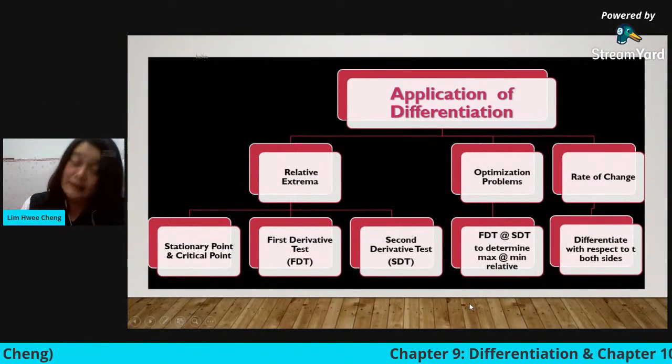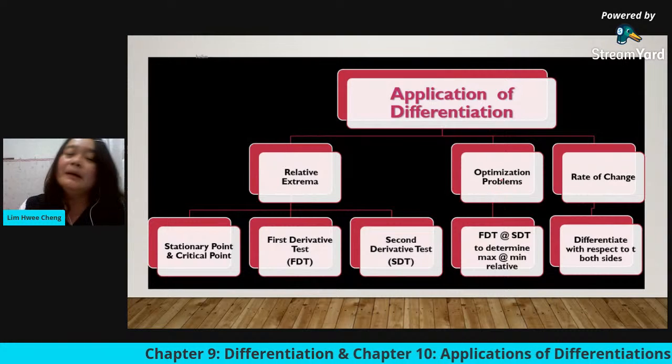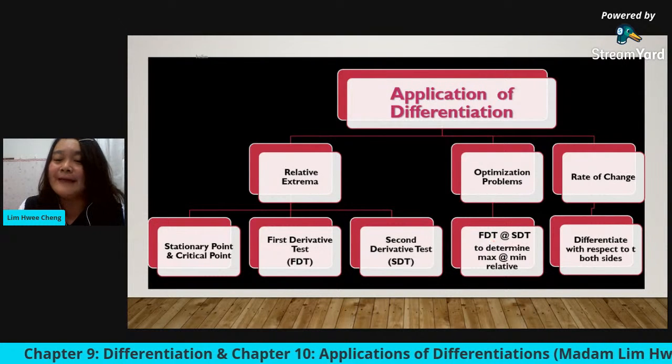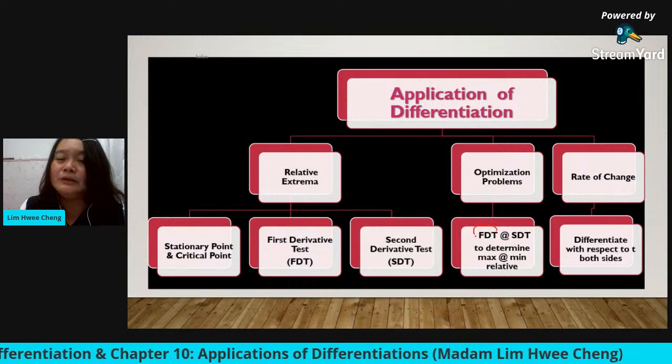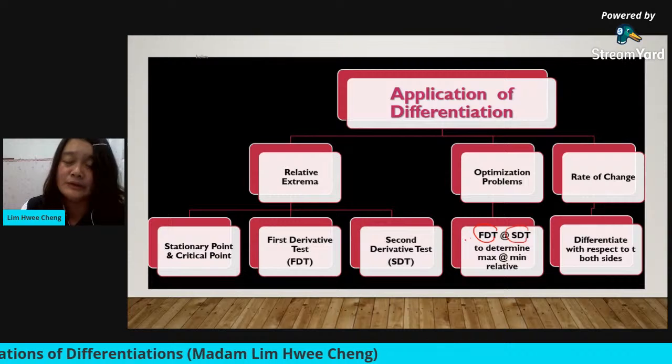Then students have to know how to solve optimization problems by using the first derivative test and second derivative test. So remember to use these tests. You must show whether it's maximum or minimum by using these two tests.